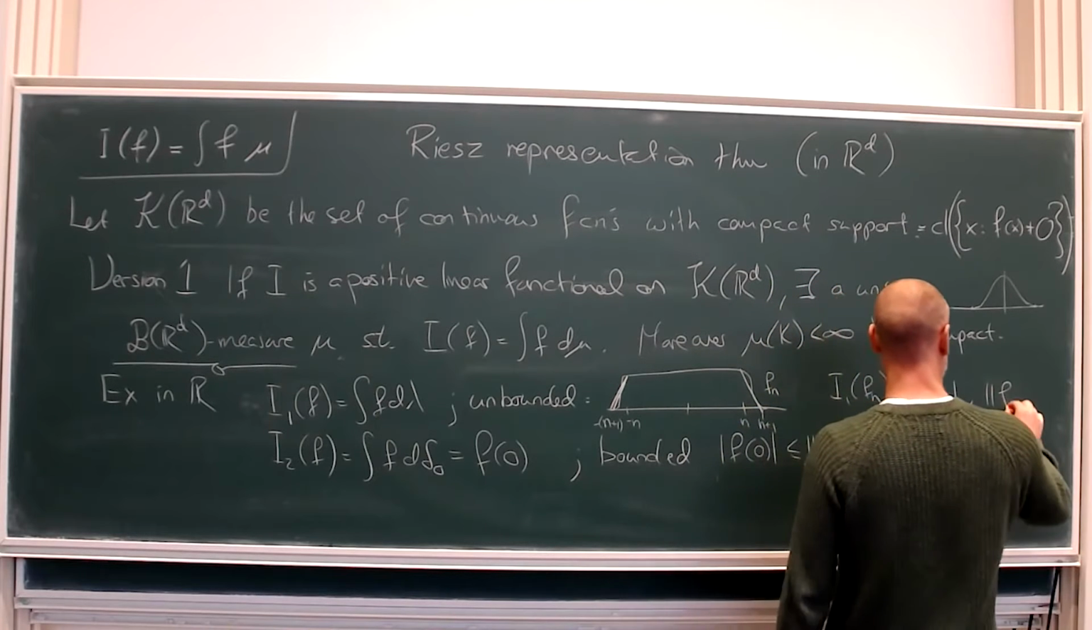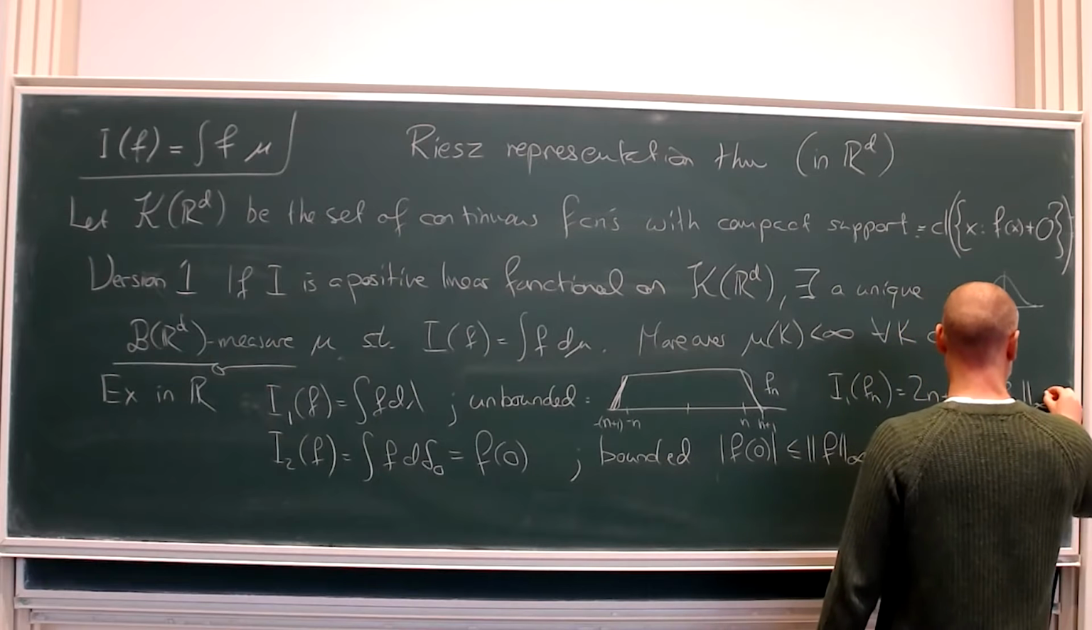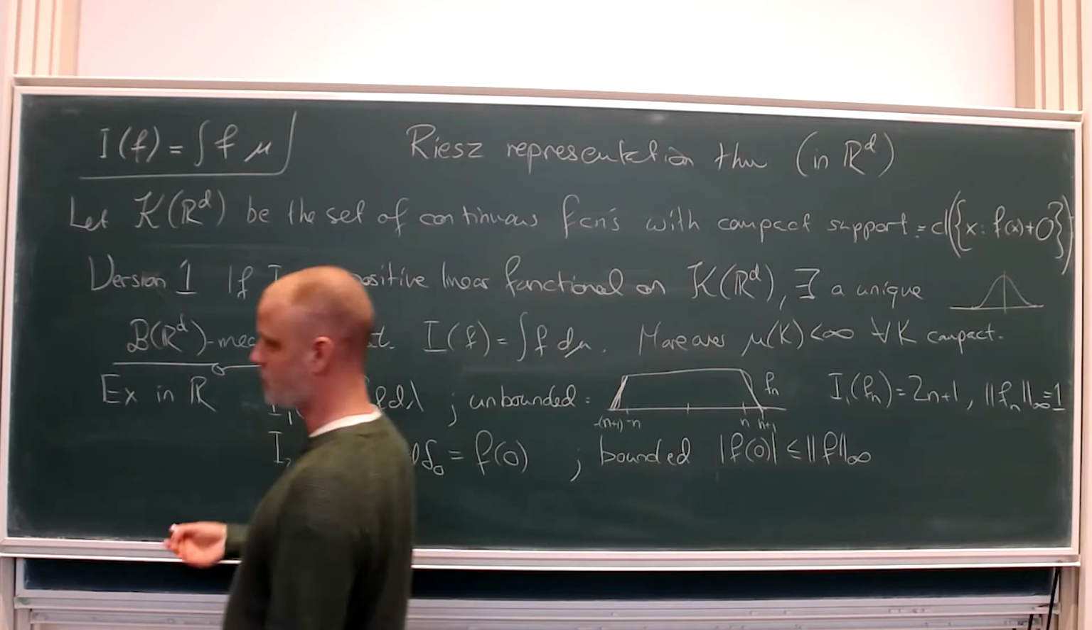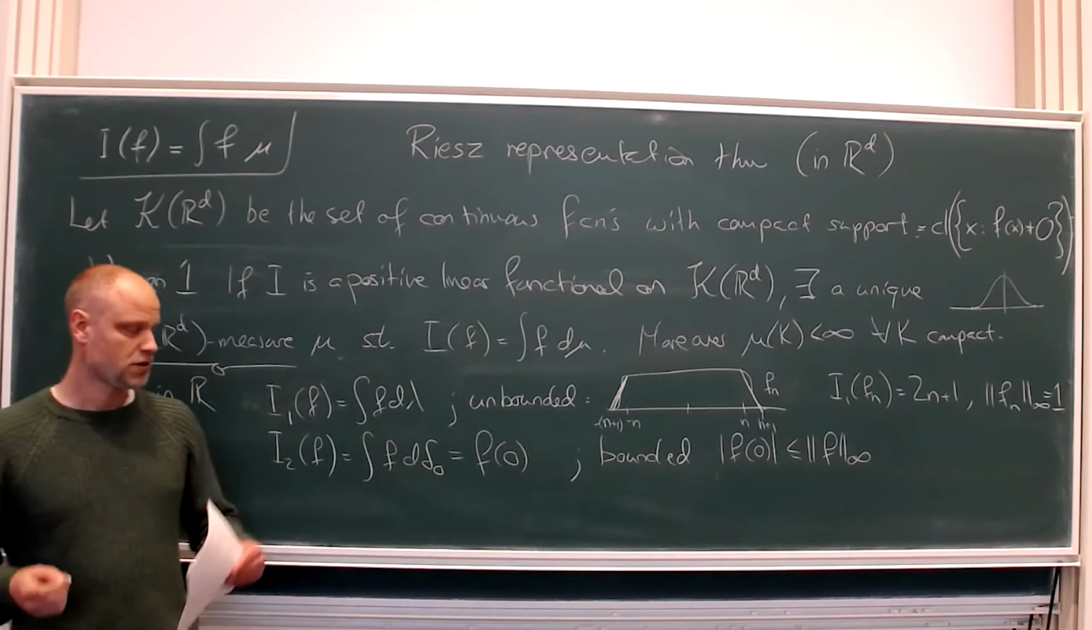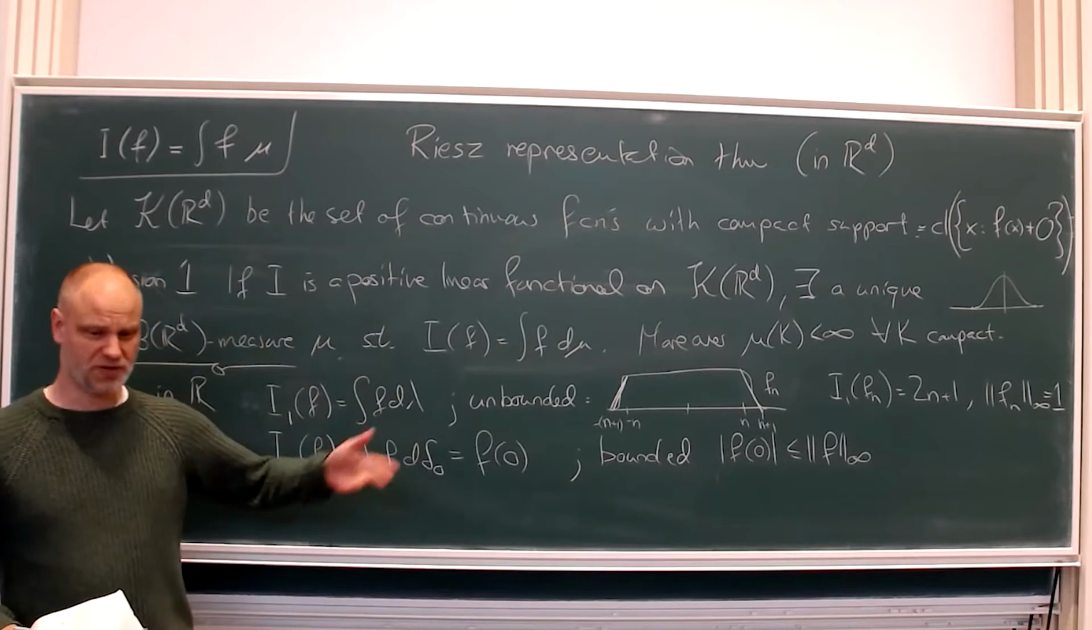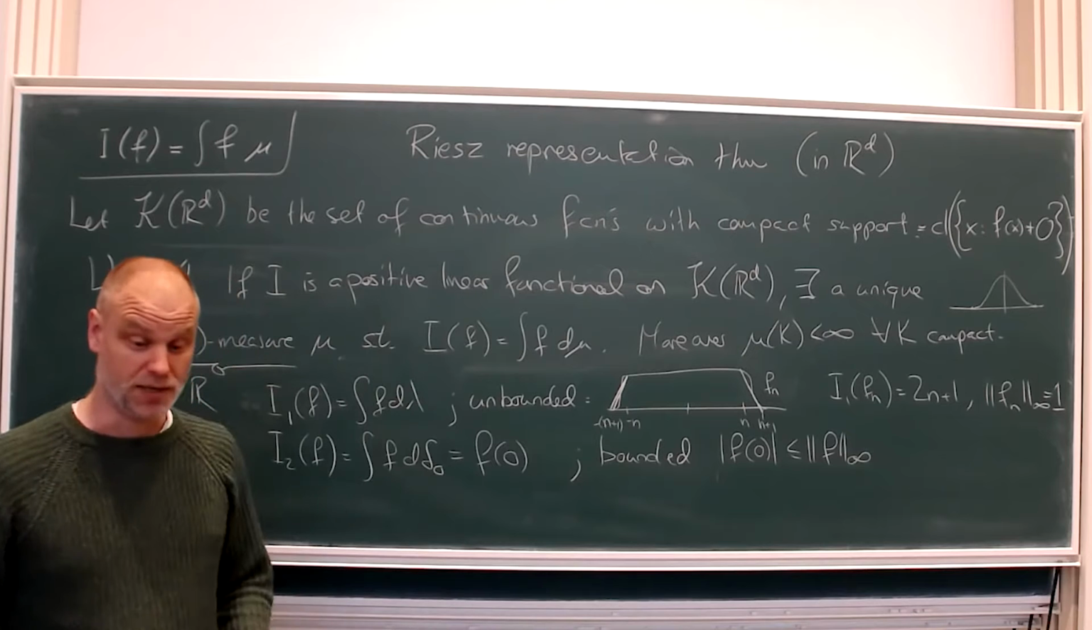But of course, each fn has norm 1. So you have a sequence of functions that remain bounded, but the value of your functional goes to infinity, then you have an unbounded linear functional.